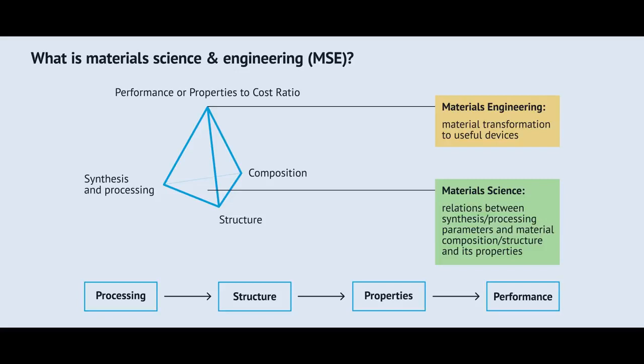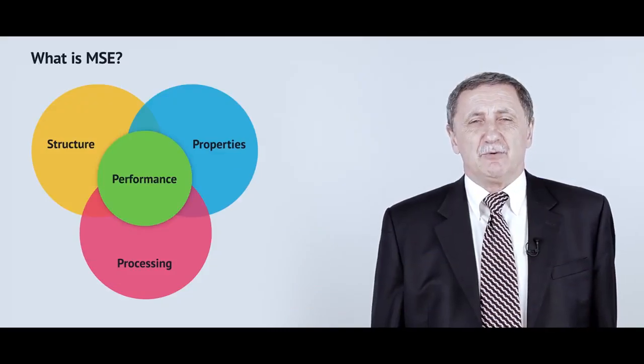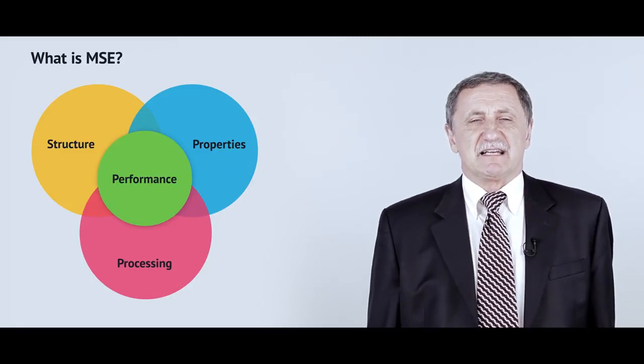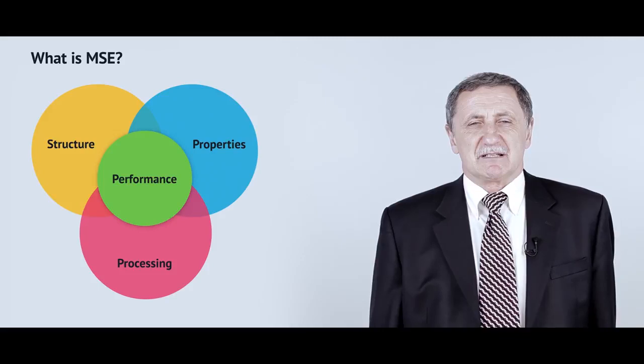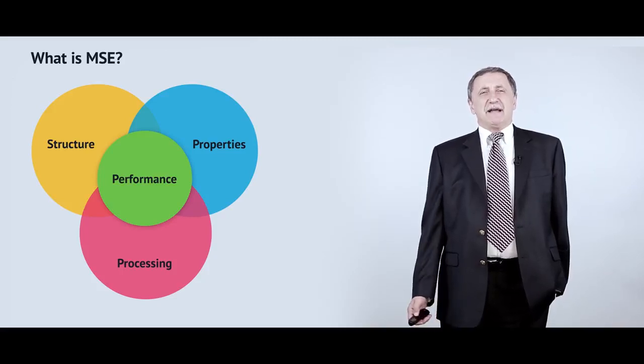So that's the sequence from processing to the desired structure, from the desired structure to the desired properties, from the desired properties to the performance. That's the whole route which we plan to go with you during this course. So again, what is MSE now? Somehow it's an overlapping of the science of processing, science of structures, science of properties, which all together come to the desired performance. So again, why is it important?